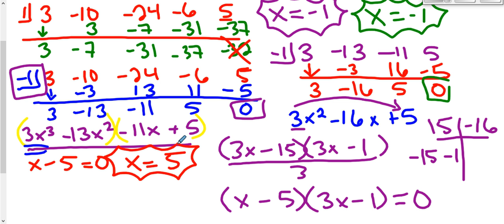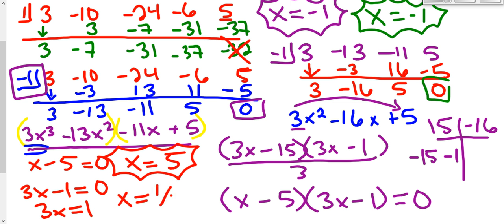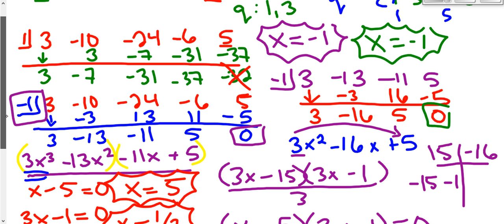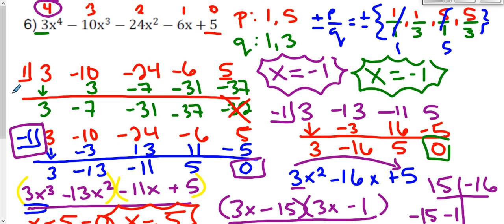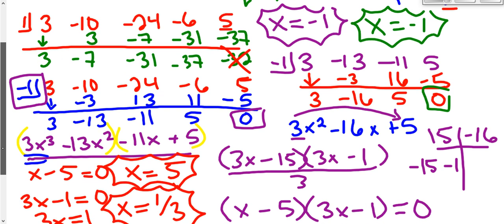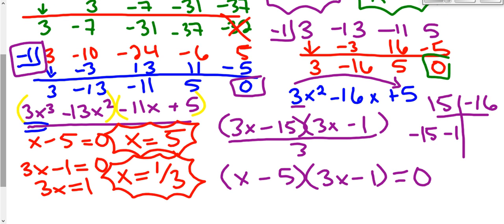And our last solution comes from taking 3x minus 1, setting it equal to 0. If I add 1 to both sides, 3x is 1. If I divide both sides by 3, x equals 1/3. So we found our last two solutions by factoring. And you'll see that they were both part of our possible rational roots, 5 and 1/3, but I didn't have to test them using synthetic division. They came from factoring. It was a little bit easier.